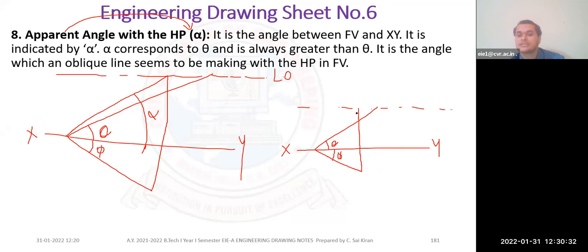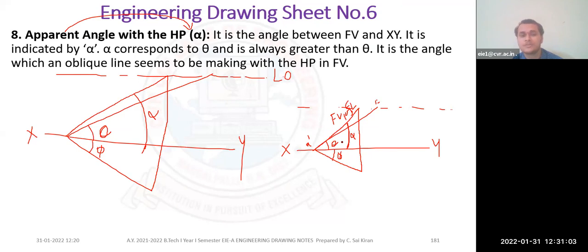And this is my projection in the front view. So again, if I join this to the starting point A dash, then this angle is nothing but alpha. This is called the apparent angle. It is the angle of the front view. This is my final front view. Front view is nothing but the elevation length. This elevation length with respect to the XY line is called my apparent angle.